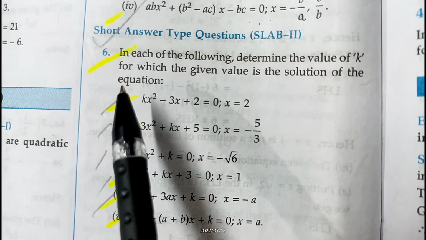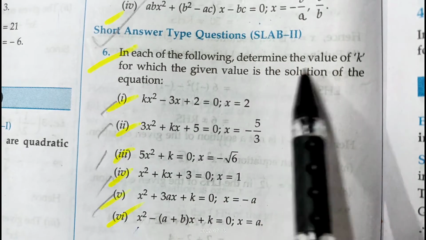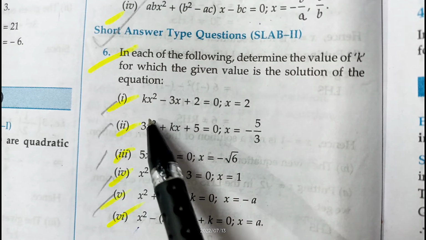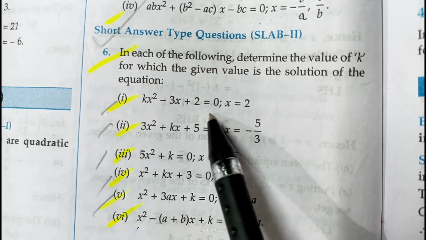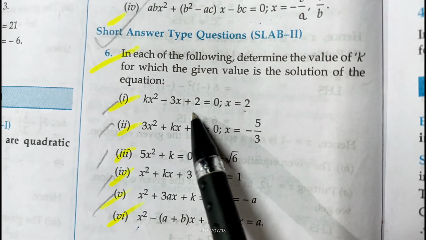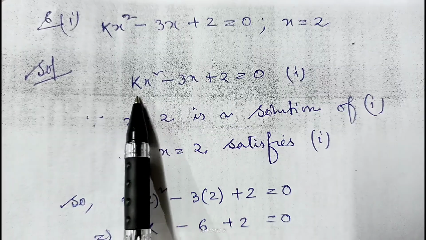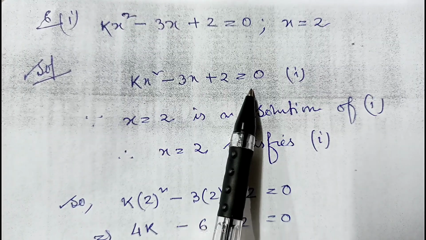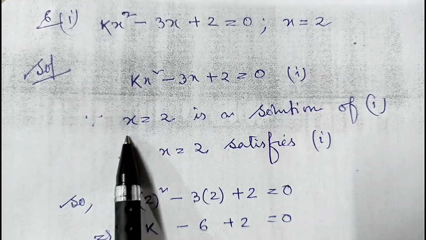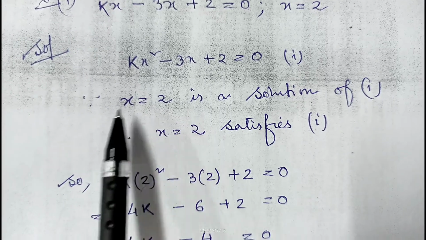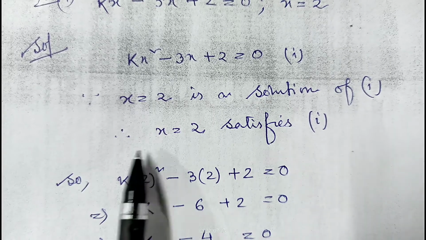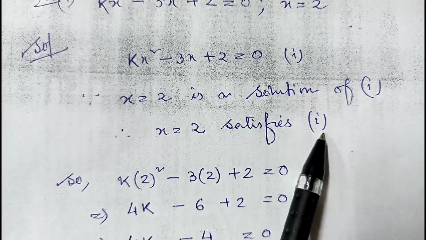In question number 6, it is given, in each of the following, determine the value of k for which the given value is the solution of the equation kx square minus 3x plus 2 equal to 0, and x equal to 2 is a solution of the given equation, and we are to find the value of k. Here the equation is kx square minus 3x plus 2 equal to 0, and it is given x equal to 2 is a solution. Suppose this equation is 1. Since x equal to 2 is a solution of equation number 1, therefore x equal to 2 satisfies equation 1.